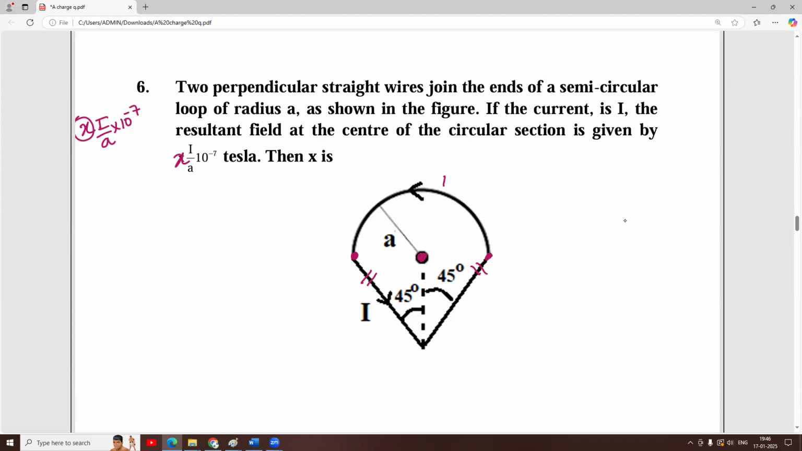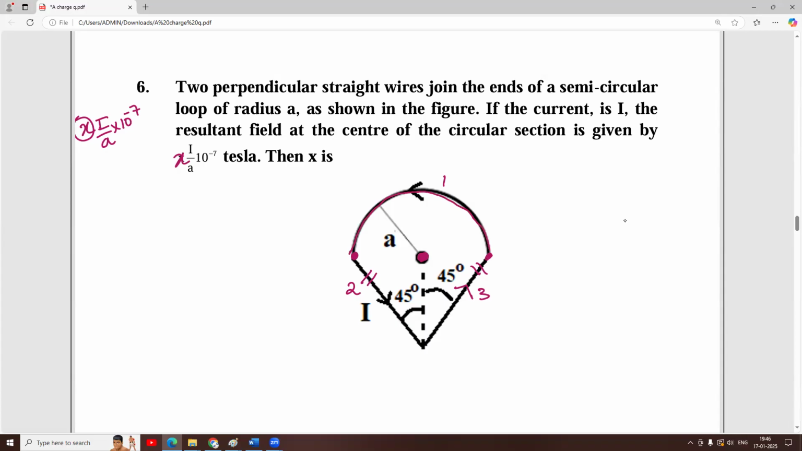One, this semicircular wire. Two, this is a straight wire carrying current, and the current will pass like this here. This is the third part. So how will be the magnetic field produced at the center here due to all the three components? Now if you take this semicircular wire, how will be the magnetic field produced at the center?